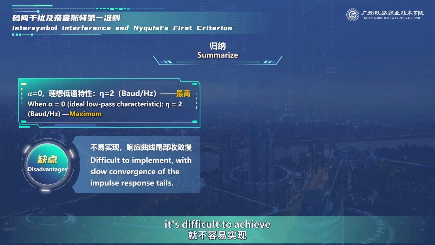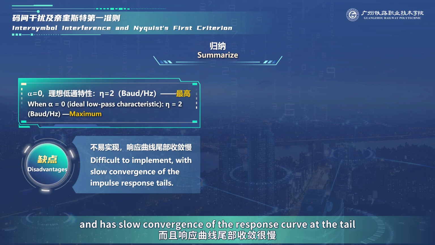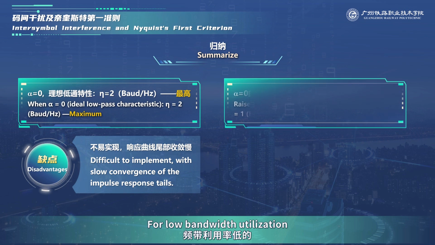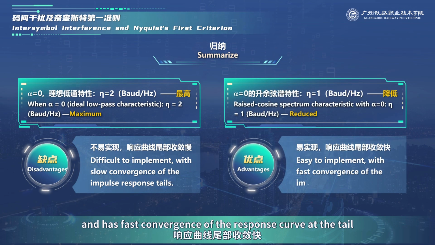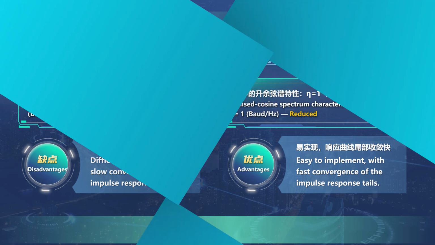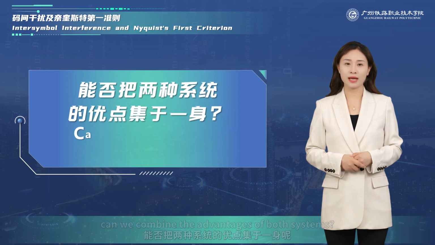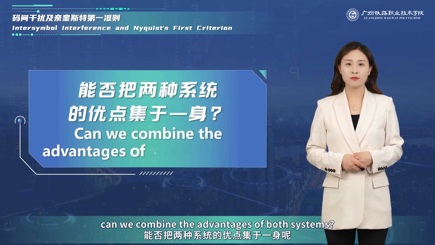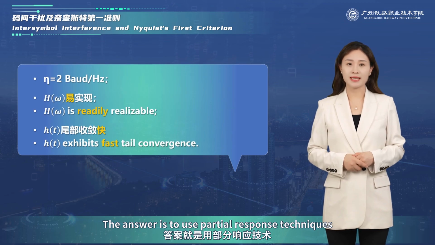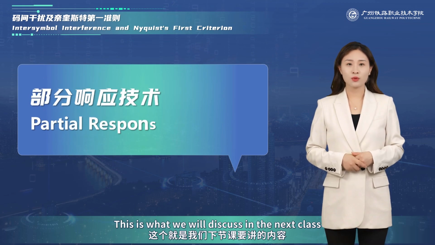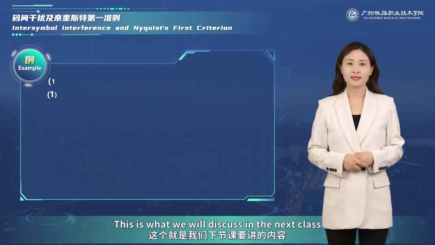For high bandwidth utilization, it's difficult to achieve and has slow convergence of the response curve at the tail. For low bandwidth utilization, it's easy to achieve and has faster convergence of the response curve at the tail. So, can we combine the advantages of both systems? The answer is to use partial response techniques. This is what we will discuss in the next class.